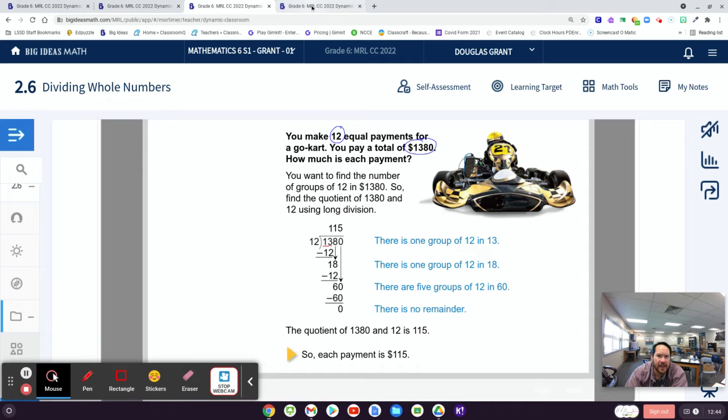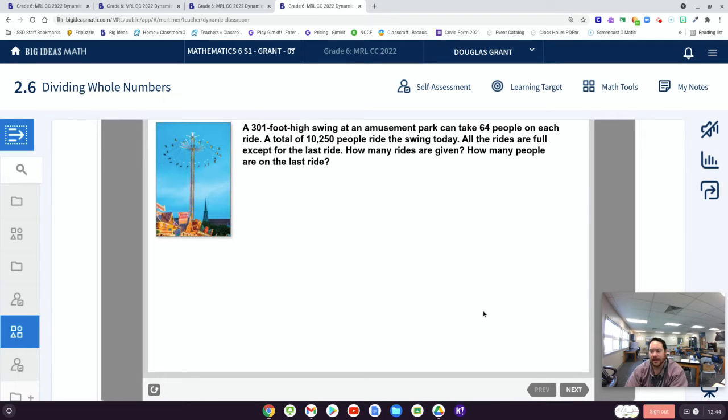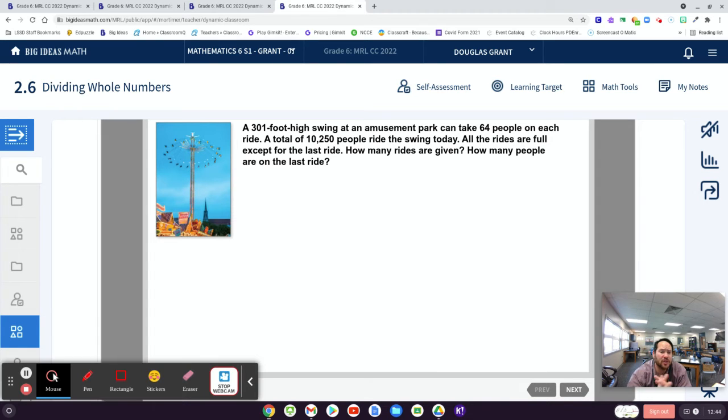Okay, and then we got a bit of story problemage, just like that last one. Some of the story problems are going to take a little deciphering. So we have this 300-foot high swing. It can take 64 people on each ride, and a total of 10,250 people ride the swing today. All of the rides are full except for the very last ride. So how many rides were given? How many people are on the last ride?